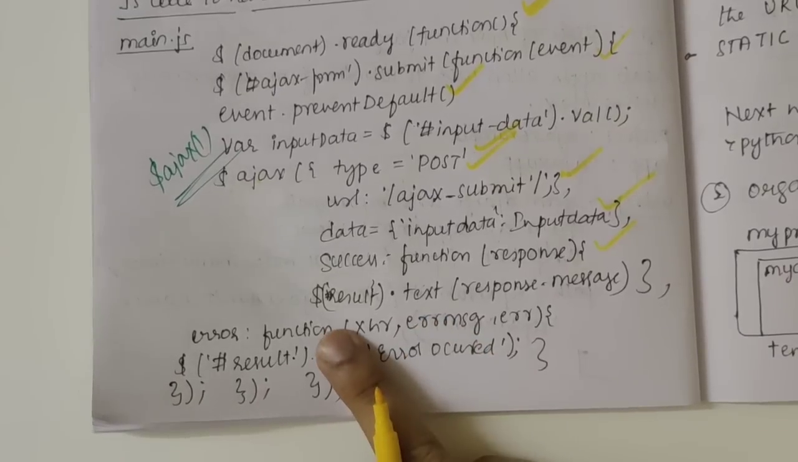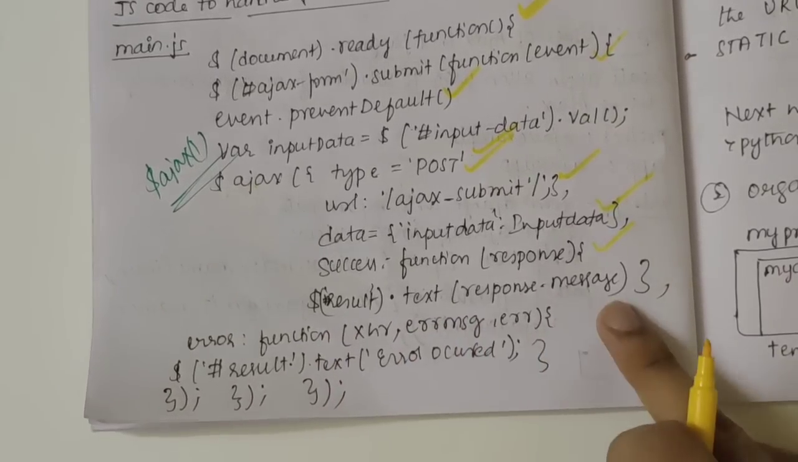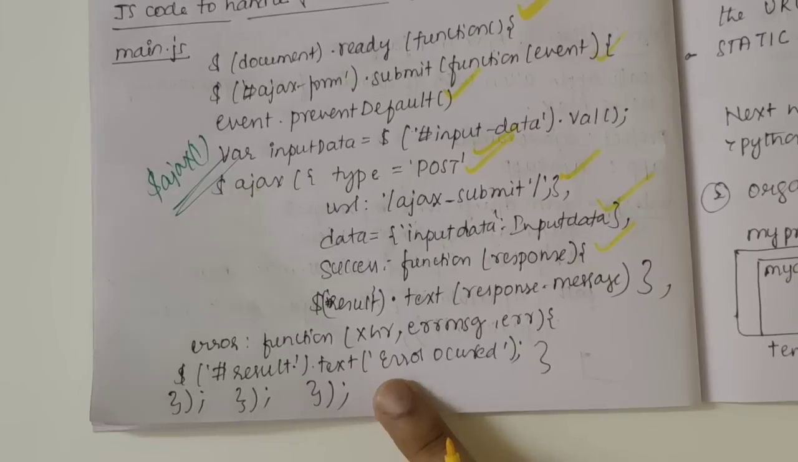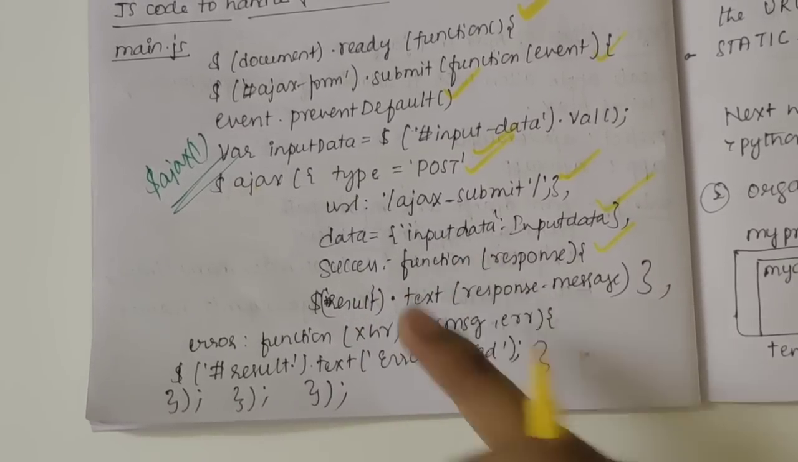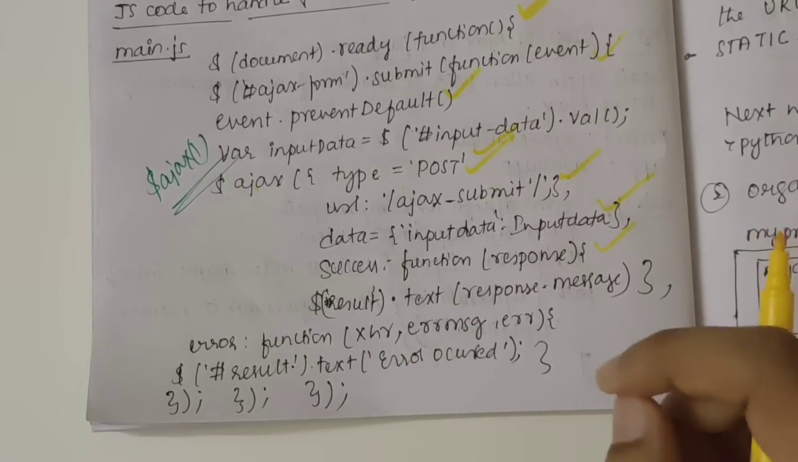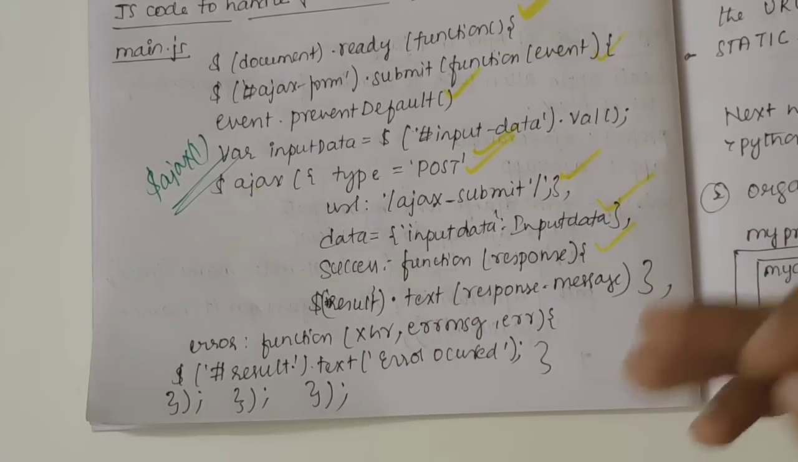Next I have $result.text response message. So here I'm making use of the function. The function response is done here. Next I have the result part, so the message received in the response from the server would be printed here.